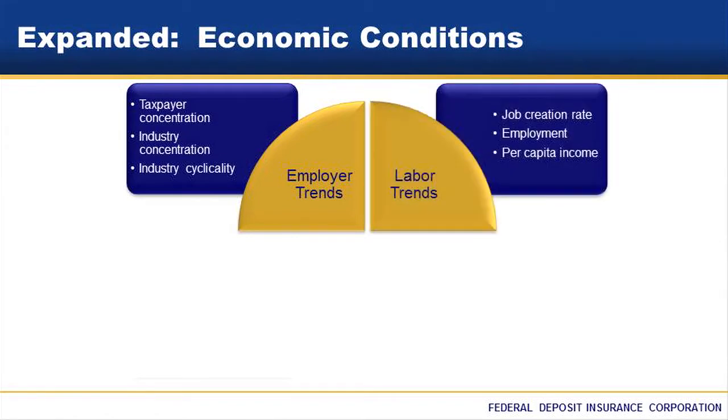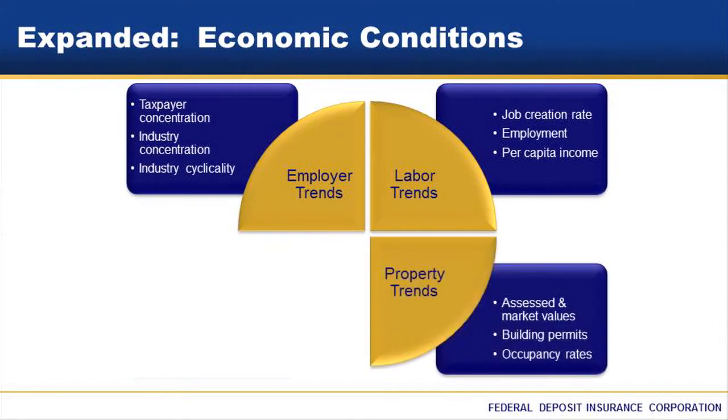Second, assessing labor trends includes a review of job creation, employment, and per capita income levels. A decline in any or all of these metrics may serve as early indicators of potential economic stress. Next, analyzing property trends involves reviewing assessed and market values, building permit activity, and occupancy rates. Changes in property values have a significant impact on tax receipts, while building and occupancy levels can be used to gauge the health of the local real estate market.